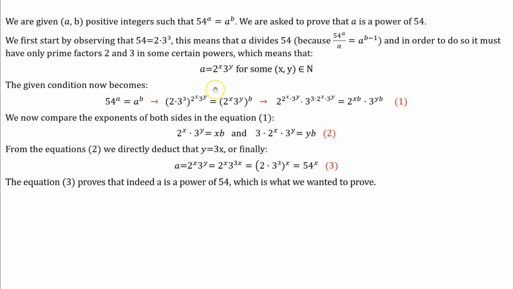Now, by making this substitution in the form of a that we deduced up here, we get that a is of the form 2 to the power x times 3 to the power epsilon. Substituting epsilon equal to 3x, we get that a is equal to 2 to the power x times 3 to the power 3x, or we can factor the power x, and we get that a is equal to 2 times 3 to the power 3, all of it in the power x. And by doing some simple calculations between the brackets, we find that a is of the form 54 to the power x, where x is a number from the set of natural numbers.